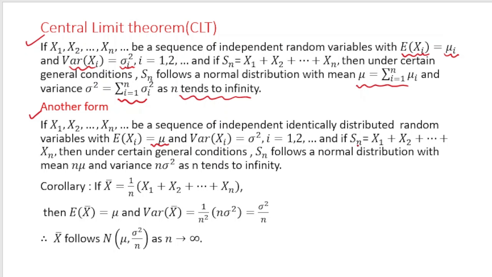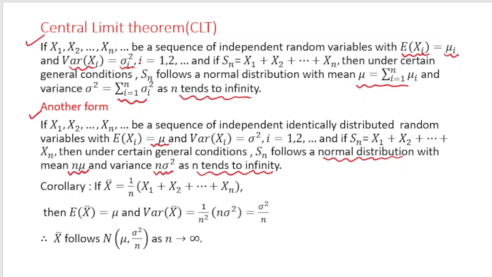Then if we define Sn, which is the sum of n of these random variables, then under certain general conditions Sn follows a normal distribution. This is the main point, with mean n into mu and variance n into sigma square as n tends to infinity. So you see, these are not two different results.